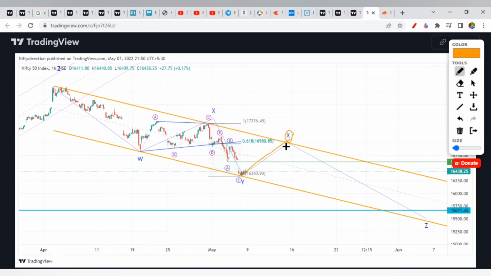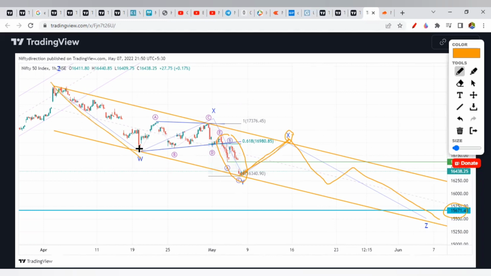So this will be a very short Y wave, still a valid one, which is a little bit more than 50% of this length, so that is still valid, but this looks kind of fishy. So this has a low probability, and then a slow drop on the Z wave, breaking the previous low of 15,674. So this is what we can assume as a triple zigzag correction.